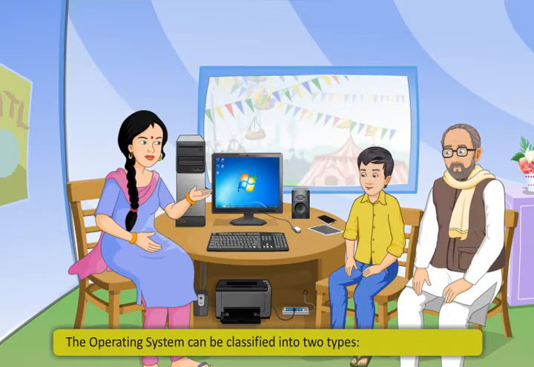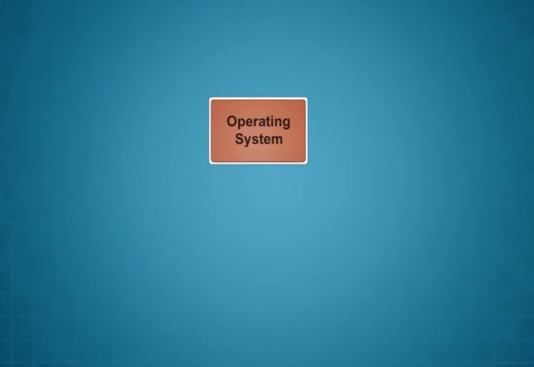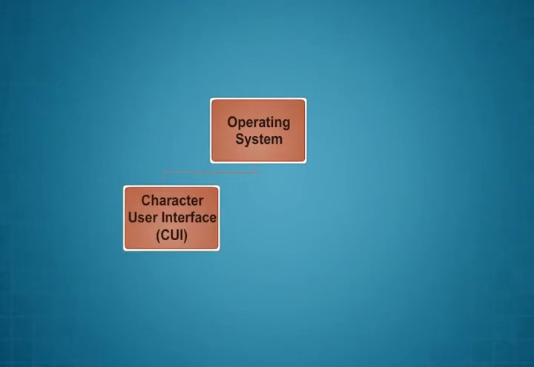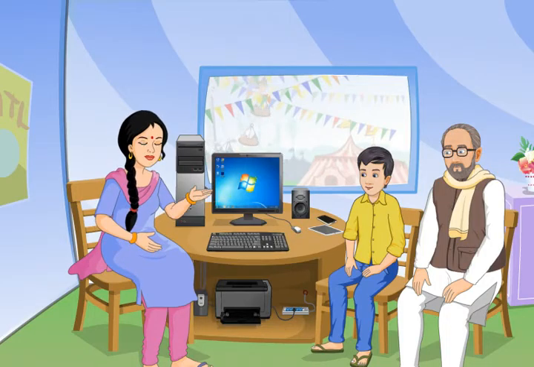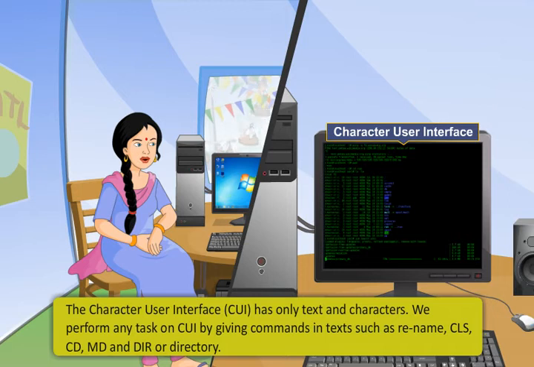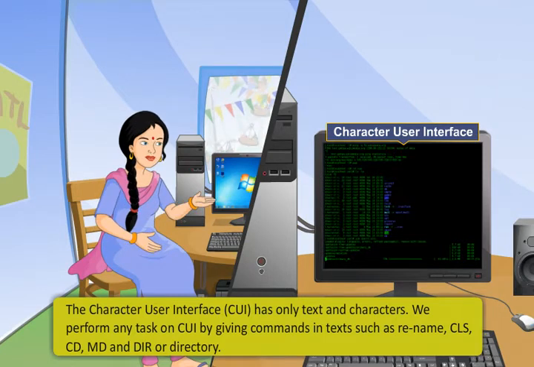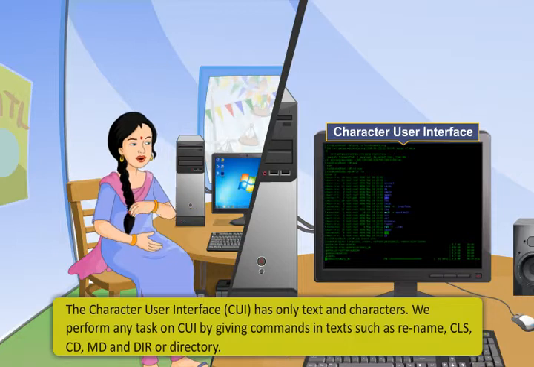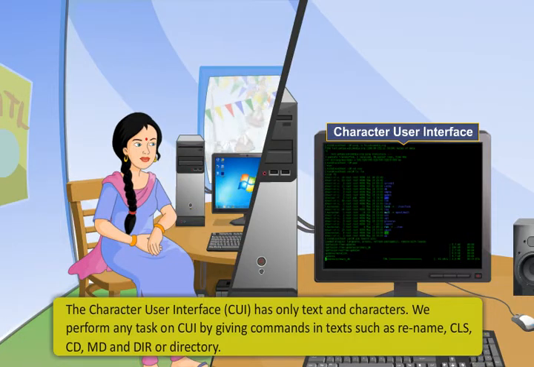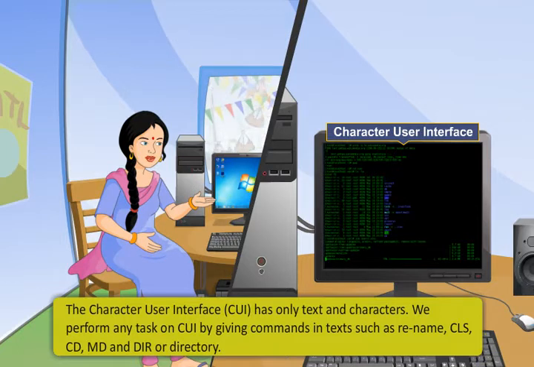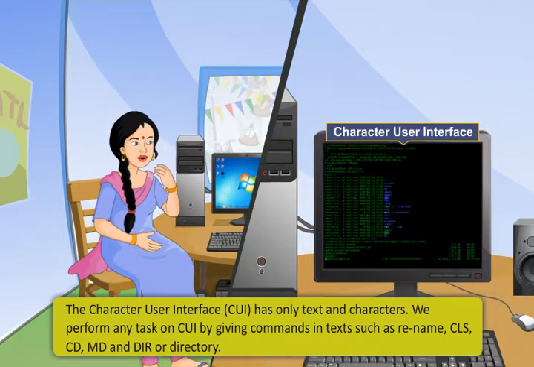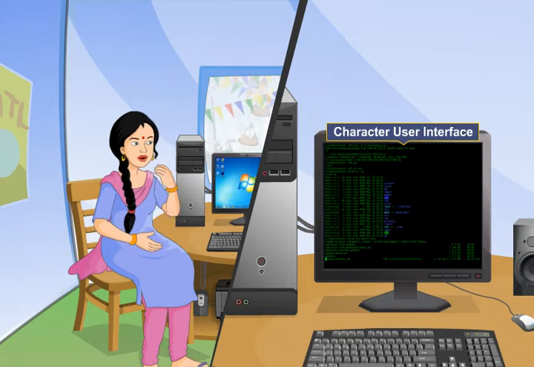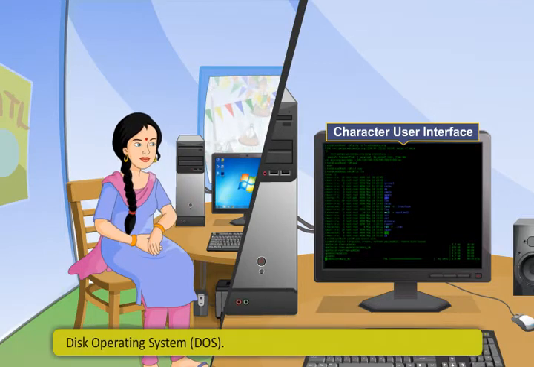The operating system can be classified into two types: character user interface and graphical user interface. Let us discuss one by one about them. A character user interface does not have any icons or images. It works using only text and characters. We can perform tasks on CUI by giving commands in text, such as rename, CLS, CD, MD, and DIR or directory. An example of CUI is the disk operating system.